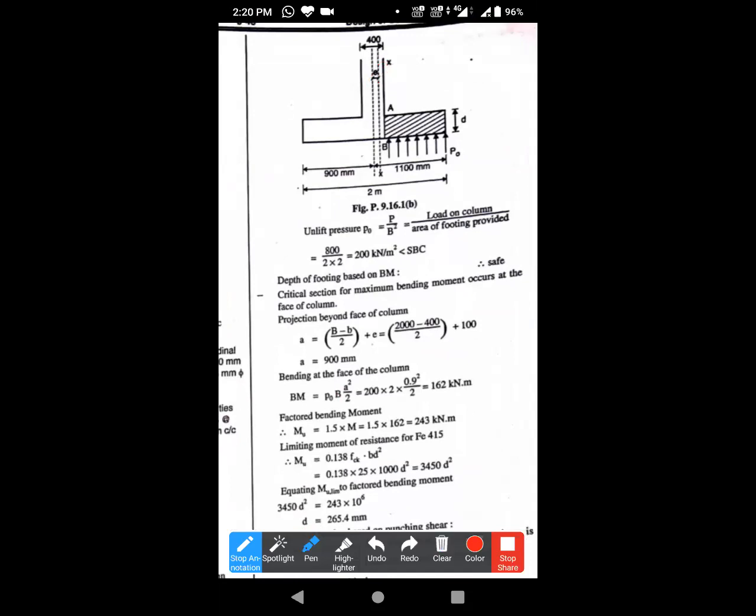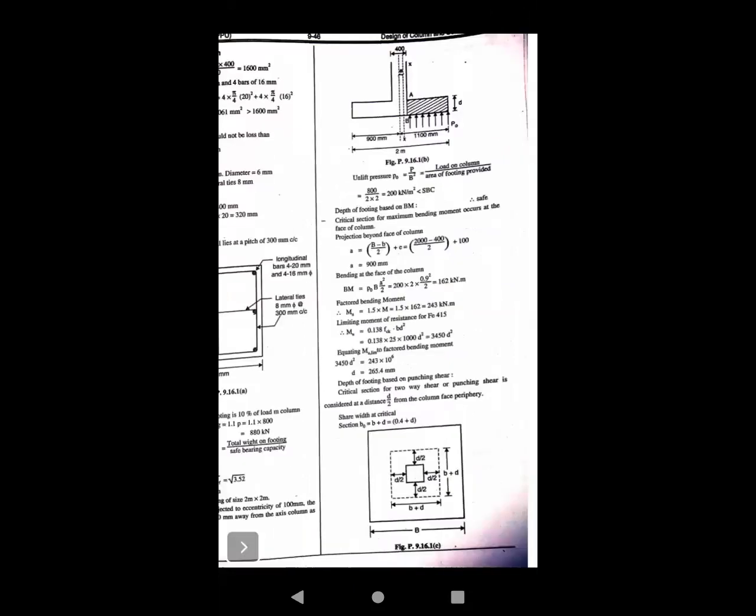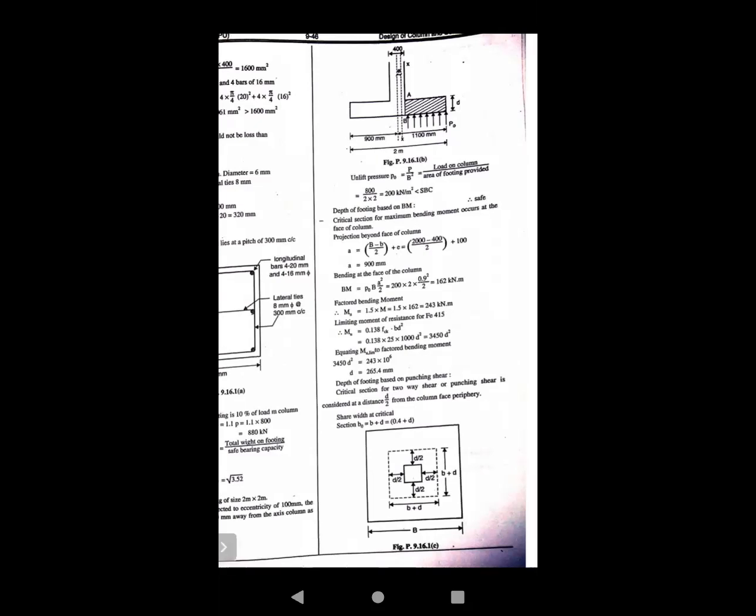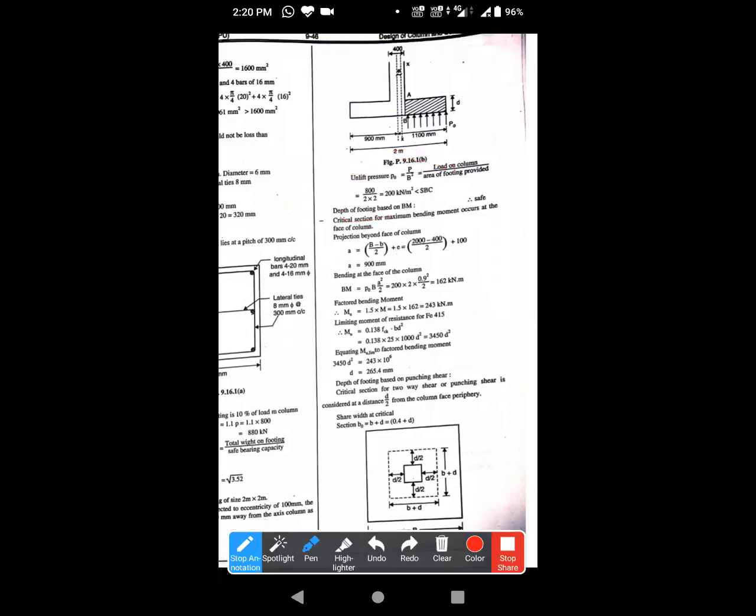Now we are going to deal with the uplift pressure. P0 is P upon B square, that is, load upon area of footing provided. Since it is a square, you have to take the area of footing as B square. 800 upon 2 by 2 is equal to 200 kilonewton per meter square, which should be less than your safe bearing capacity.